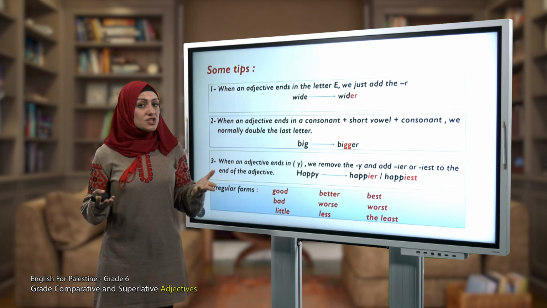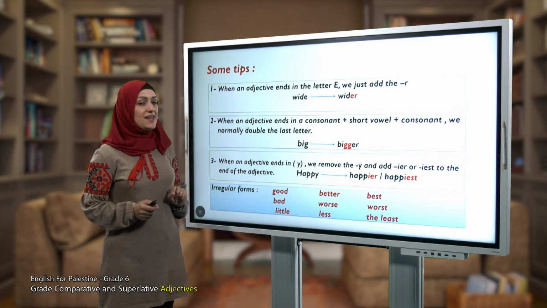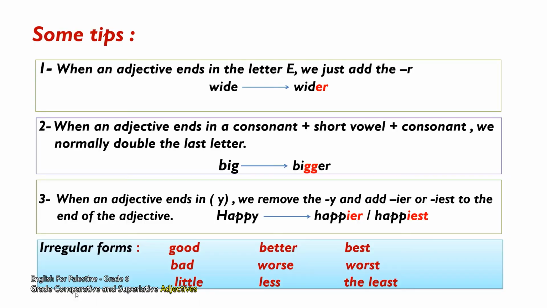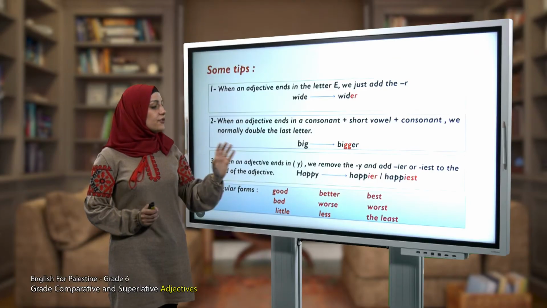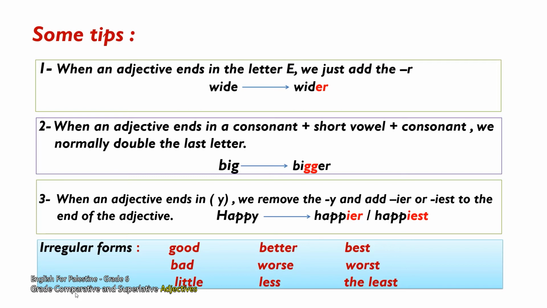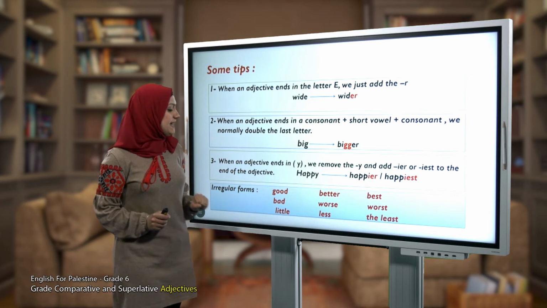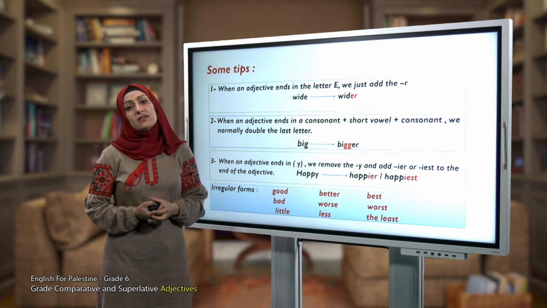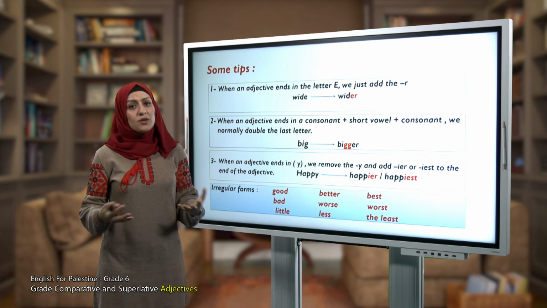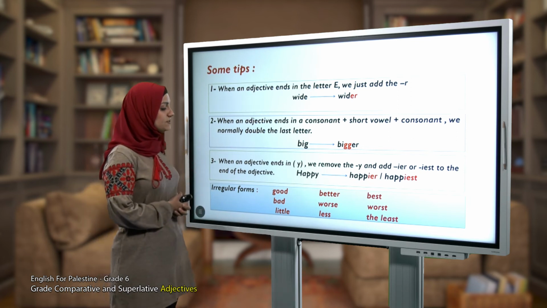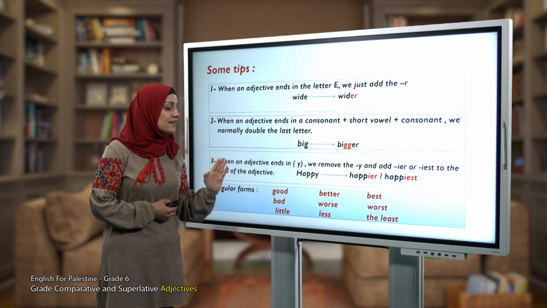What about if the adjective ends with the letter Y? If the adjective ends with the letter Y, we should remove the Y completely and put either IER or IEST to the end of the adjective. For example, happy, we remove the Y, happier or happiest. Now, we have some adjectives that are irregular. They don't follow the pattern. And these adjectives like good, bad, and little.